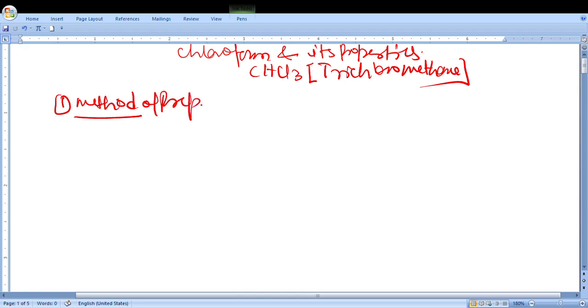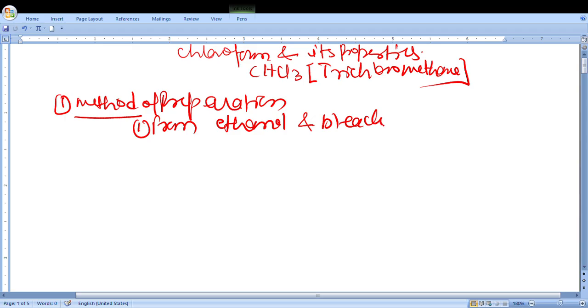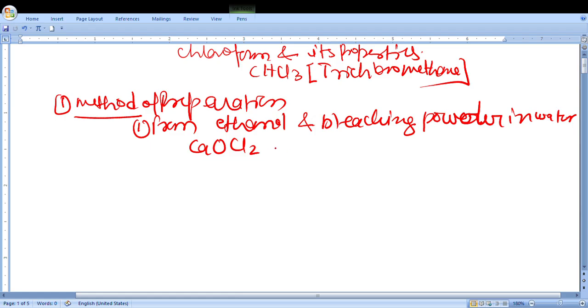First preparation, from ethanol and bleaching powder. Bleaching powder in water. So step 1 is the reaction of bleaching powder with water. This is called hydrolysis.